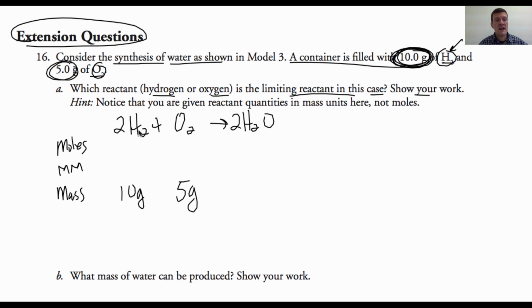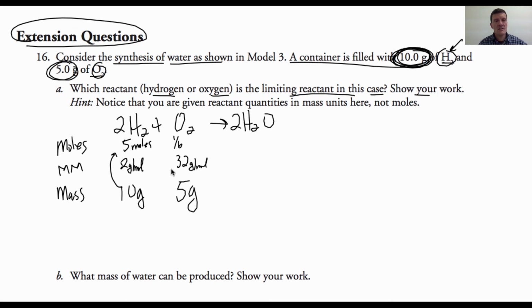The molar mass of hydrogen, H2, is 2 grams per mole. The molar mass of oxygen, O2, is 32 grams per mole. All right. So if I find out how many moles that is, 10 grams at 2 grams per mole, 10 divided by 2 gives me 5 moles here. And 5 divided by 32 is about 1/6, okay?